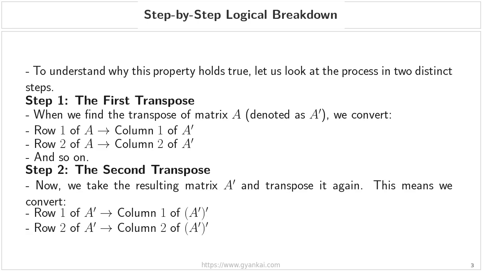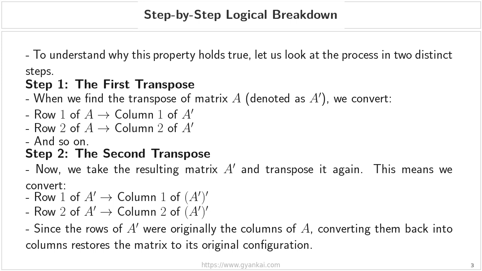Now we move to step 2, the second transpose. In this step, we take the resulting matrix, A prime, and apply the transpose operation to it once more. This means we convert row 1 of A prime into column 1 of A double prime, and row 2 of A prime into column 2 of A double prime. To put this into perspective, since the rows of A prime were originally the columns of matrix A, converting them back into columns simply restores the matrix to its original configuration. This logical loop is what ensures that the second transpose effectively undoes the first one, bringing us back to our original matrix.